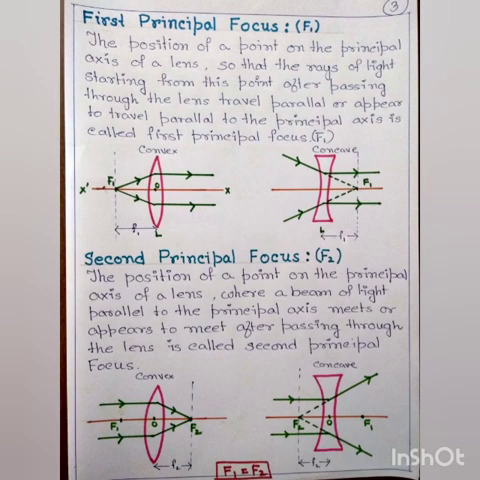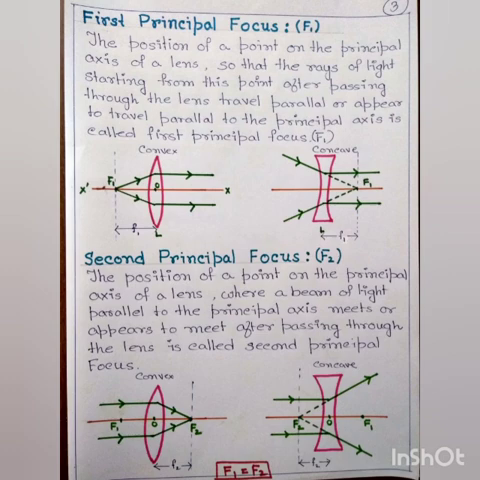Clear? Now, the length of the first principal focus point from the optical center, F1. For the convex lens, this is negative as we are measuring opposite to the incident ray. But for the concave lens, the first principal focal length is positive as this is along the incident ray.